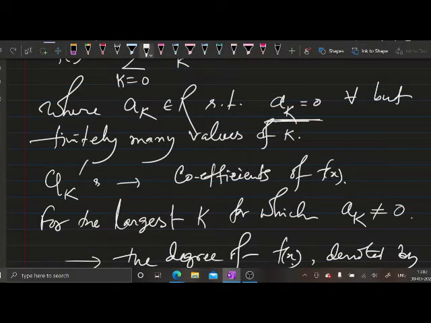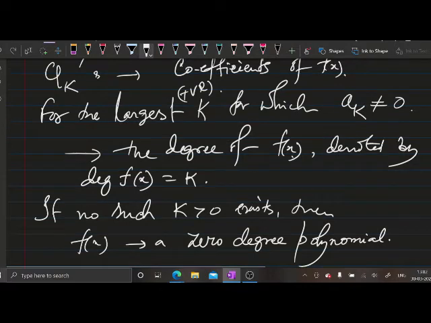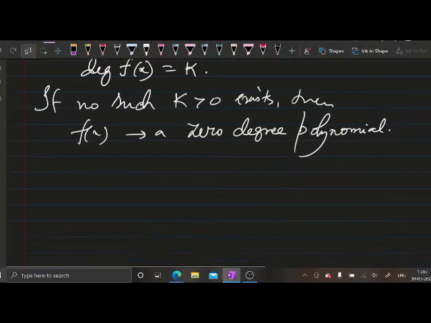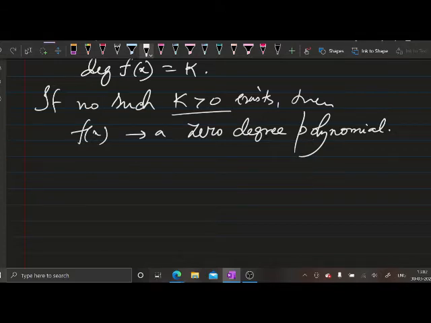Here I should write it as positive: the largest positive k for which a_k is not equal to 0. If no such k greater than 0 exists, then f(x) will be termed as a 0 degree polynomial.